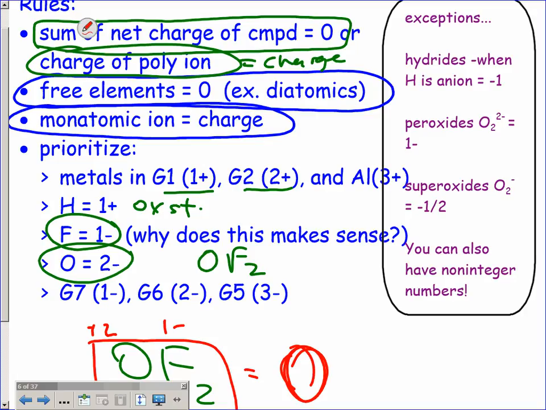Peroxides, because it has 2 oxygens and a 2 negative charge, you can do the math. If I have 2 oxygens and there's an overall -2 charge, then each of those oxygens should have a -1 as its oxidation state, because they net to 2-. And then superoxides, we rarely will ever be exposed to those, but they actually have a non-integer oxidation state, but generally we won't see that too often.